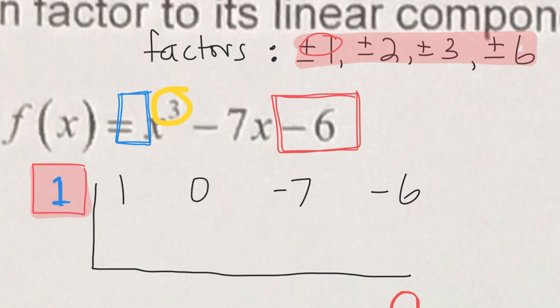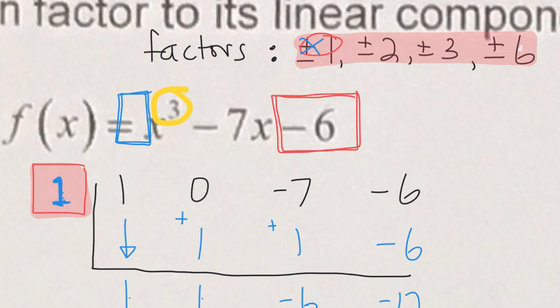We're going to perform synthetic division with +1 and see if we get a remainder of 0. So we drop down your 1 always. 1 times 1 is 1. 0 plus 1 is 1. 1 times 1 is 1. -7 plus 1 is -6. 1 times -6 is -6. Do I get a 0 as my remainder? No, I don't. I get a -12 as my remainder, which means +1 is not a root. So now we have to go back to the drawing board and try again with a different factor.